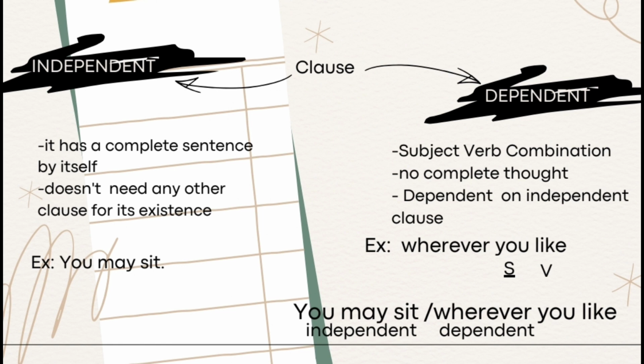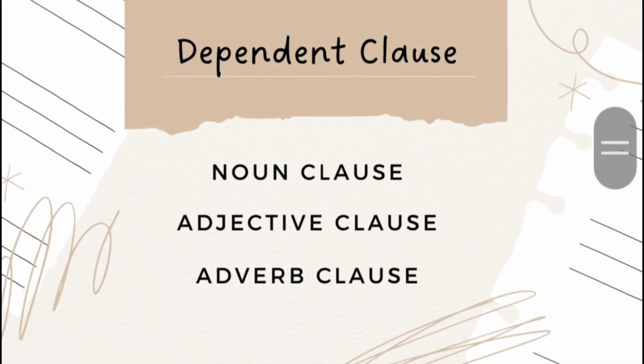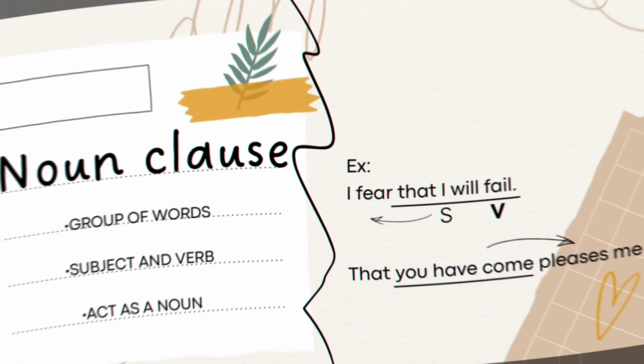Now, let's add a main clause to this clause. You may sit, and now the whole sentence becomes: you may sit wherever you like. Now, here, the entire thought is complete, with one main or independent clause and one dependent clause. This is all about dependent clauses. Now, dependent clauses are mainly divided into three parts: the noun clause, adjective clause, and adverb clause.